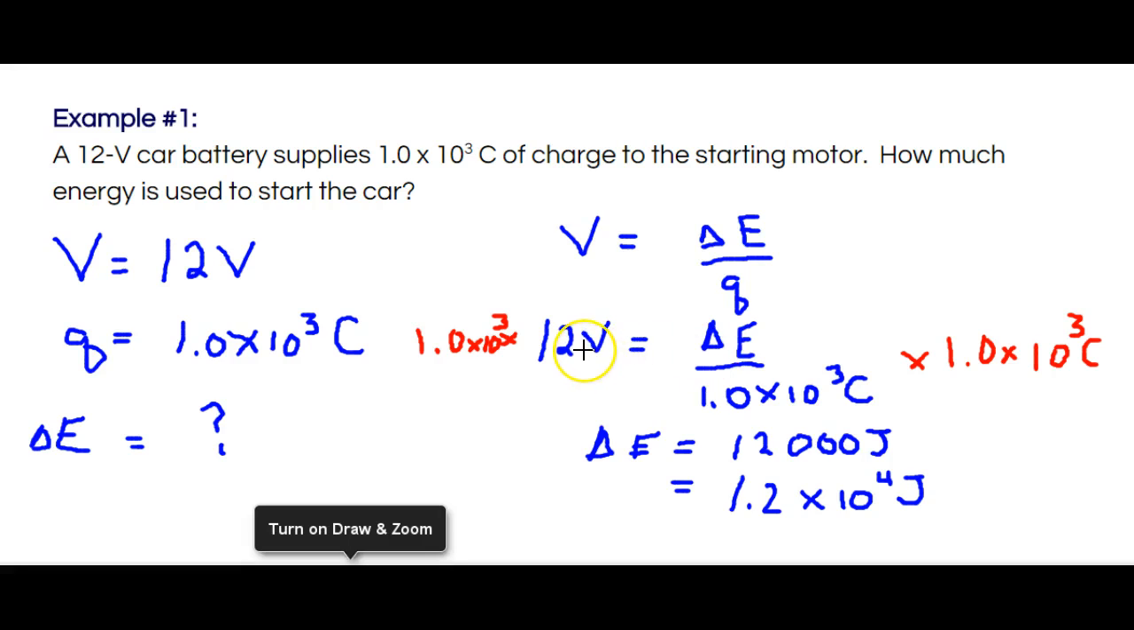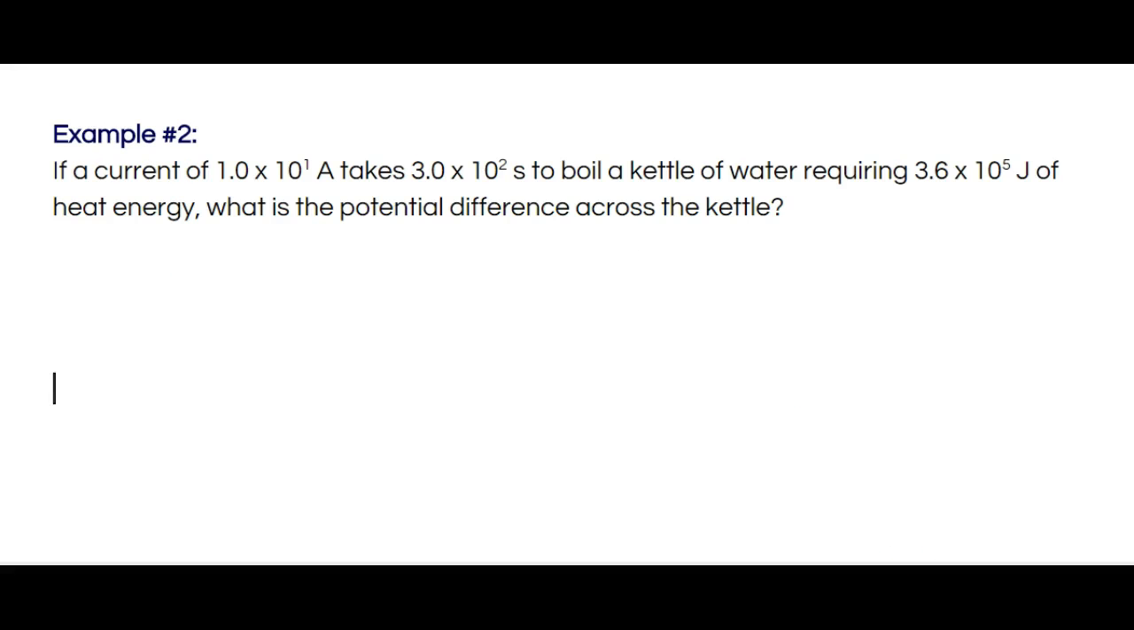So using my equation, solving for delta E, remember that I need to get rid of this 1,000 coulombs, so I'm going to multiply by it on each side, and that gives me 1.2 times 10 to the power of 4 joules. So I'd like you to try this next example.